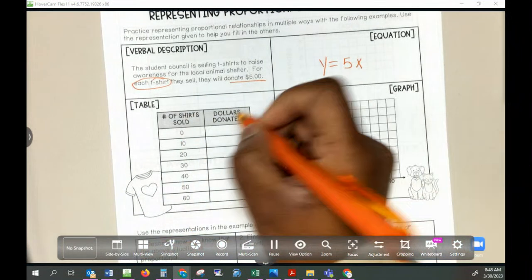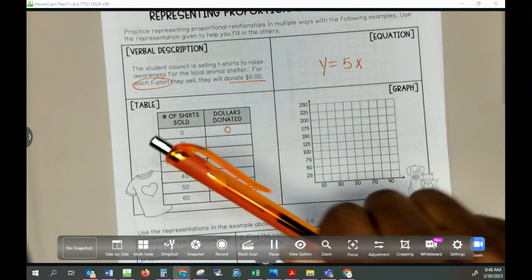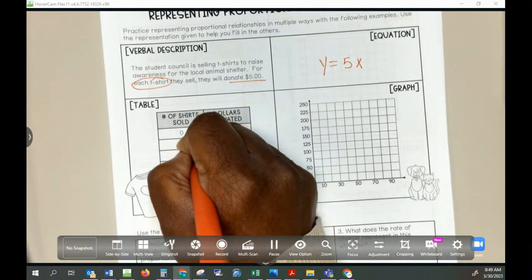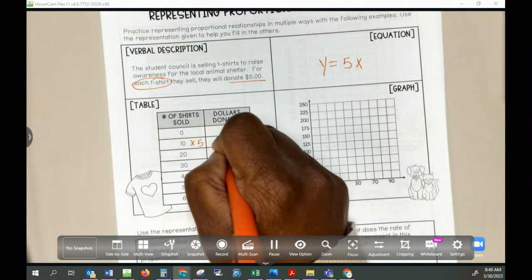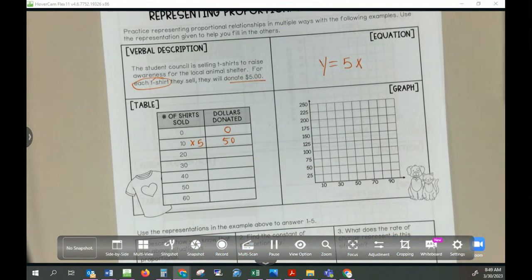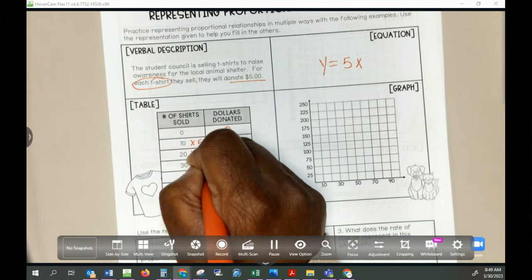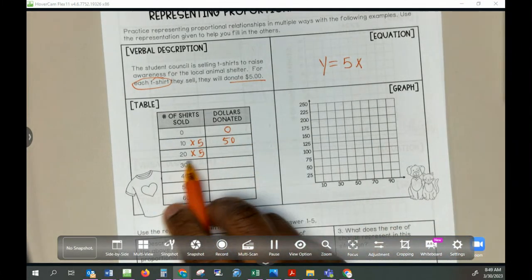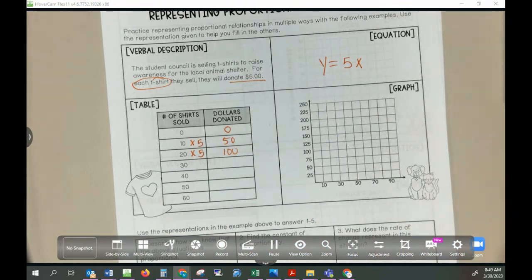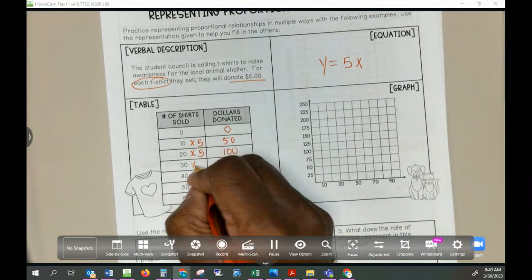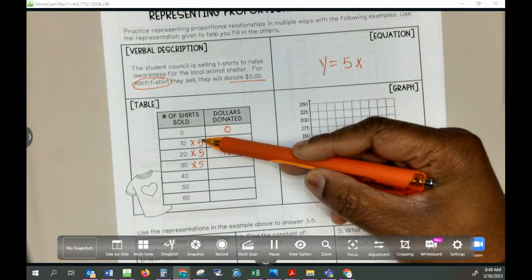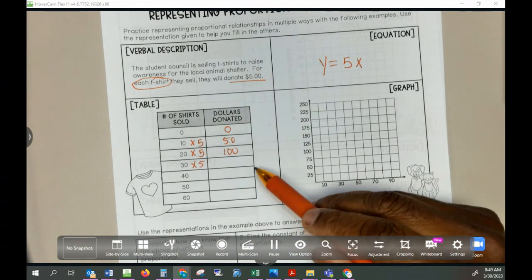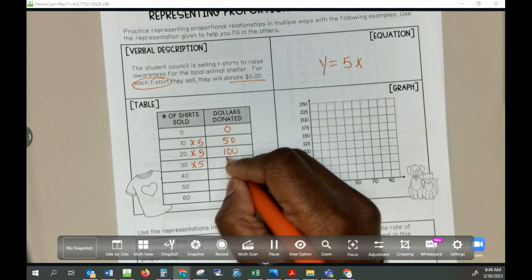If they sell no shirts, then that tells us that they will make no money. If they sold 10 shirts, because they said each shirt is $5, I know I'm multiplying 10 by 5, so I know they're going to be able to donate $50. So we see that our proportional or our constant number is to multiply by 5, because if they sold 20, it'll be $100 that they'll be able to donate, and so forth. So we'll see that a constant of proportionality means that I'm able to multiply by the same number, and I'm going to get an output.